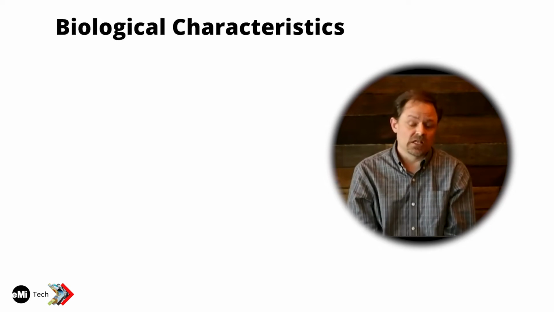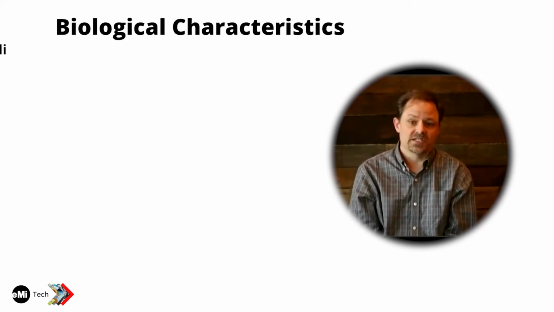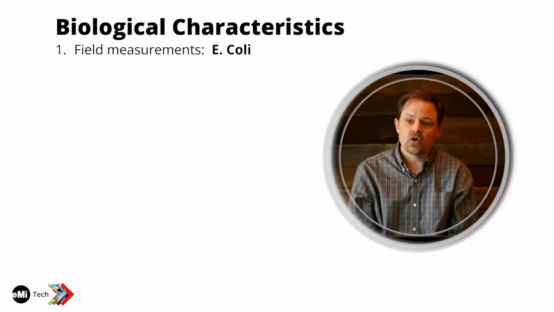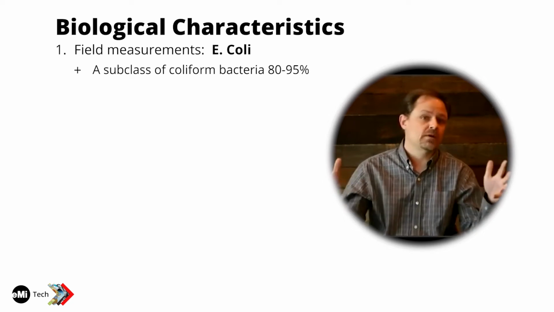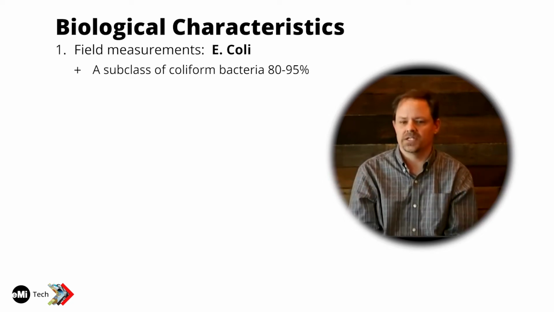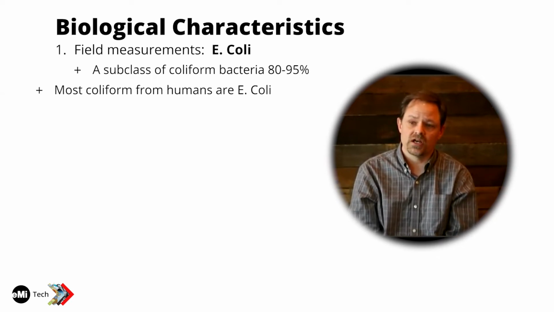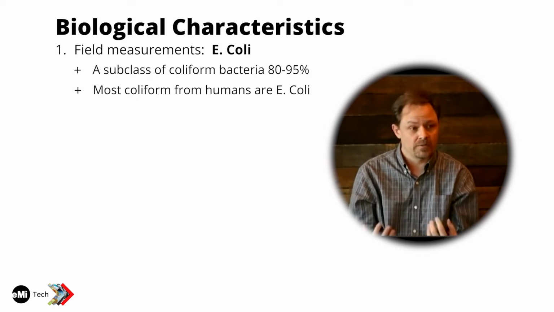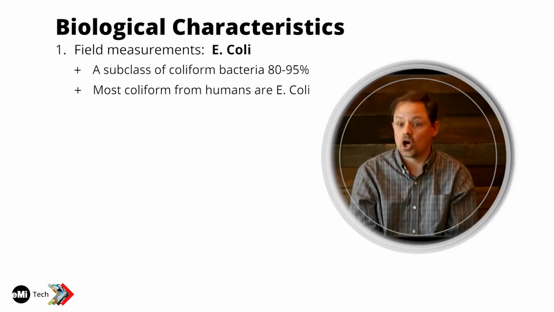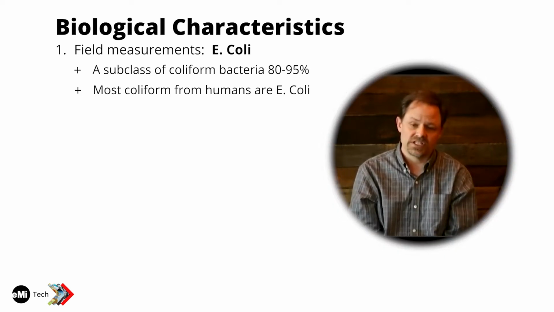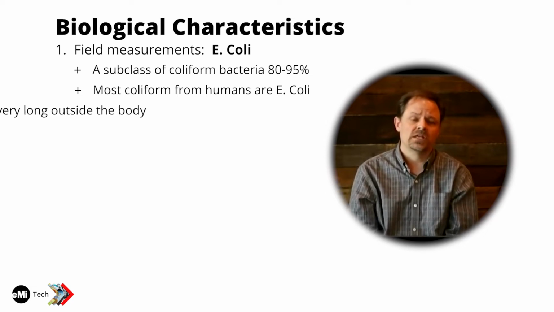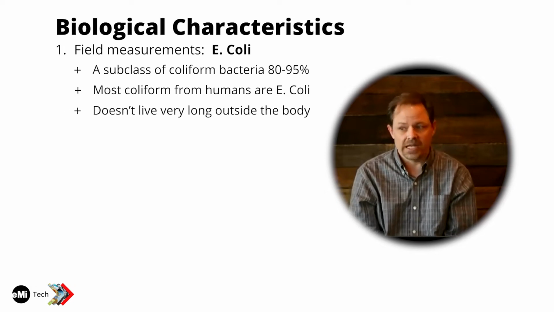Another indicator that's broadly used and more commonly used these days is E. coli. So E. coli is a subclass of coliform bacteria. Within that broad class of coliform bacteria is the subclass of E. coli. And it turns out that a large portion of coliform that come from the intestines of humans are E. coli. So E. coli is a much better indicator of fecal contamination than coliform overall. And in fact, E. coli also doesn't live very long outside of the body in the environment.